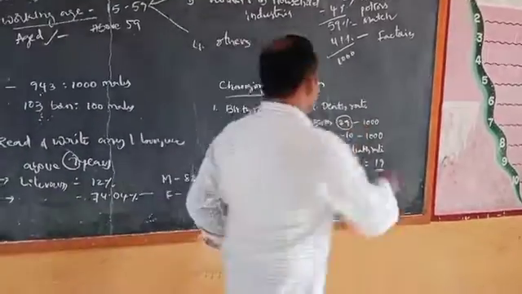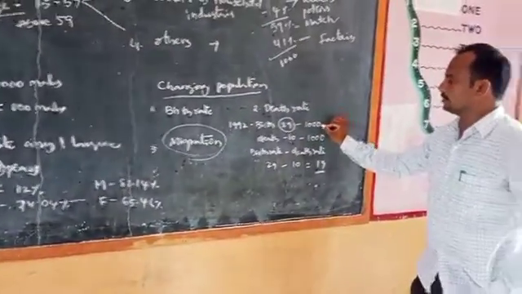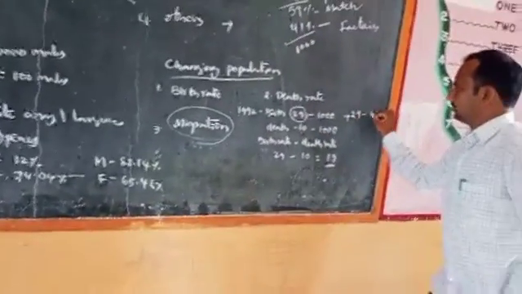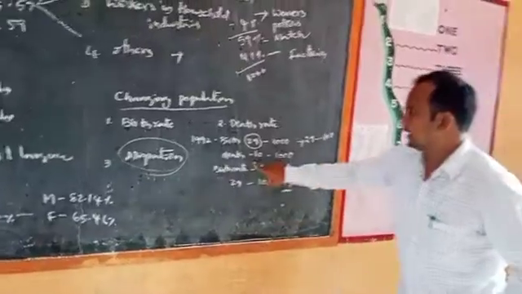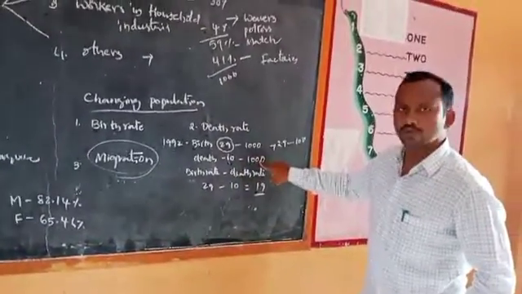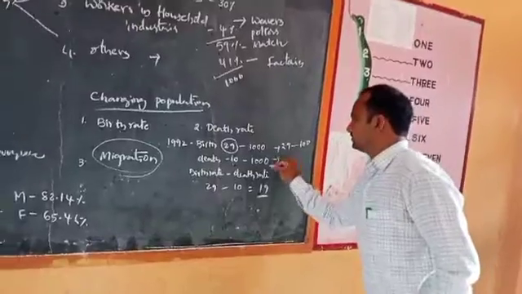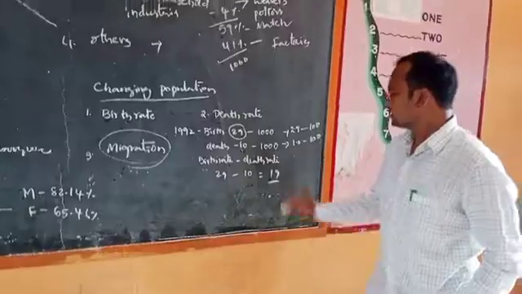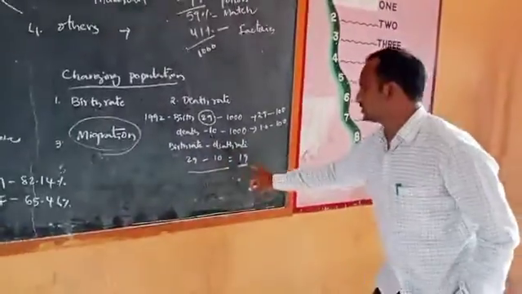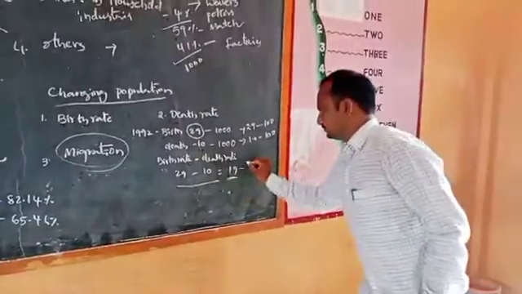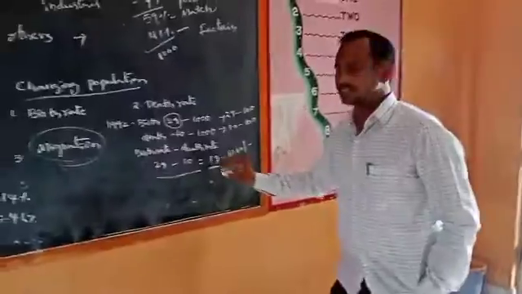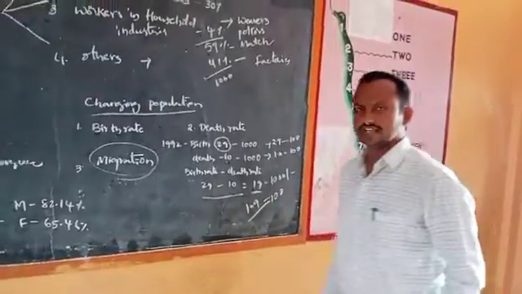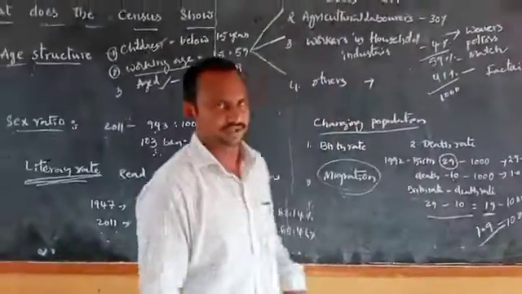1,000 people. 29 births took place for 1,000 people means how much per 100? 29 for 1,000 means 2.9 for 100. 10 deaths took place per 1,000, which means per 100, just 1%. Here population growth is 19. 19 people added for 1,000 means for 100 it is just 1.9. That is the growth of population in the year 1992.